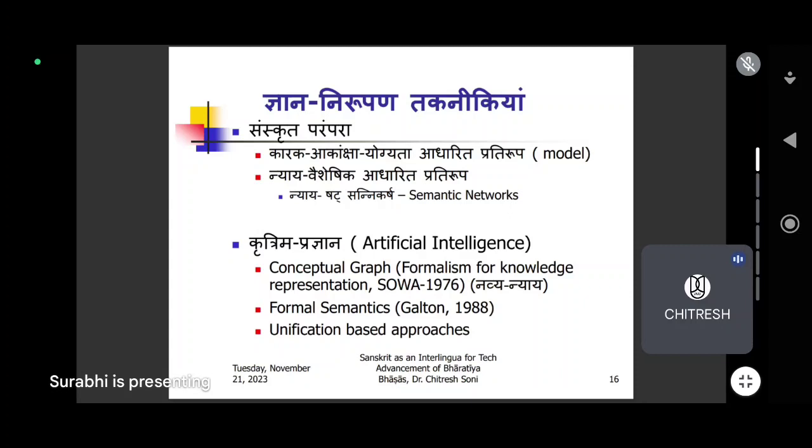The purpose was to encode the Nyaya philosophy in such a codified form that it could be used to defeat Buddhists during their debates with the Nyaya philosophers. But we can use it in this way. Then formal semantics was suggested by Galton in 1988, and then unification based approaches, which we have already discussed. Next, please.